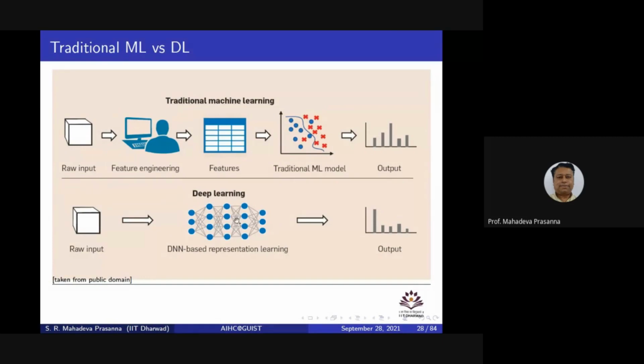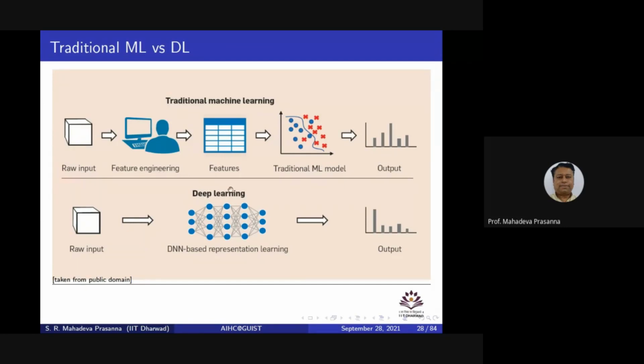This gives me a pictorial illustration to distinguish between traditional, non-DL machine learning and DL. If you go for traditional machine learning, the raw input comes in. Somebody, a scientist or engineer, does the feature engineering from the domain knowledge. Then they extract these features, and these features are used as data points for the traditional machine learning model. The traditional machine learning model will take these data points and perform the classification task.